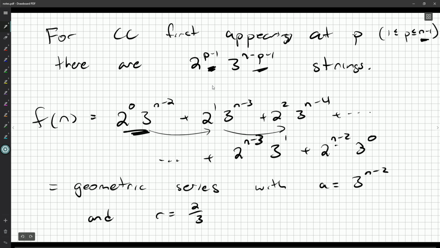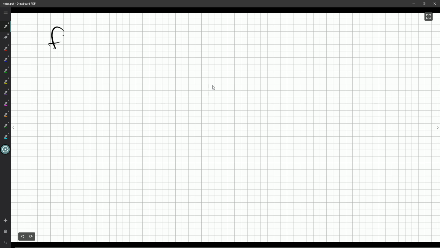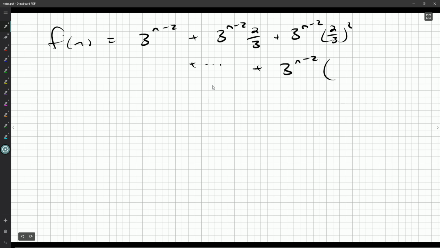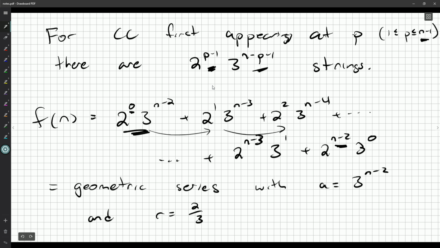And how many terms are there? So Fn is 3 to the n minus 2 plus 3 to the n minus 2 times 2/3 plus 3 to the n minus 2 times 2/3 squared, plus 3 to the n minus 2 times 2/3 to the n minus 2. That completely cancels out all the 3's, leaving us with 3 to the 0, and leaves us with 2 to the n minus 2 on top.